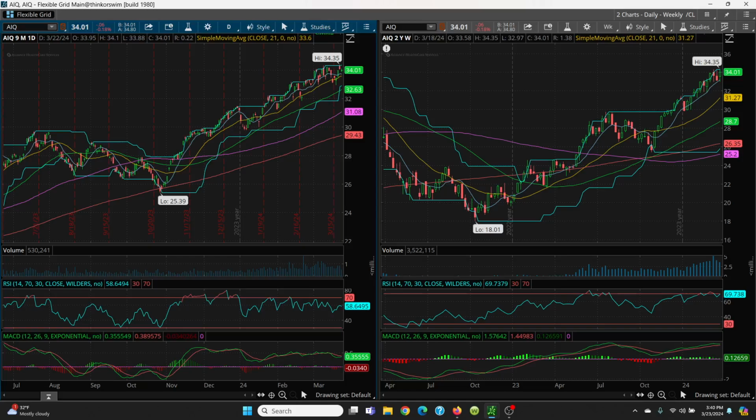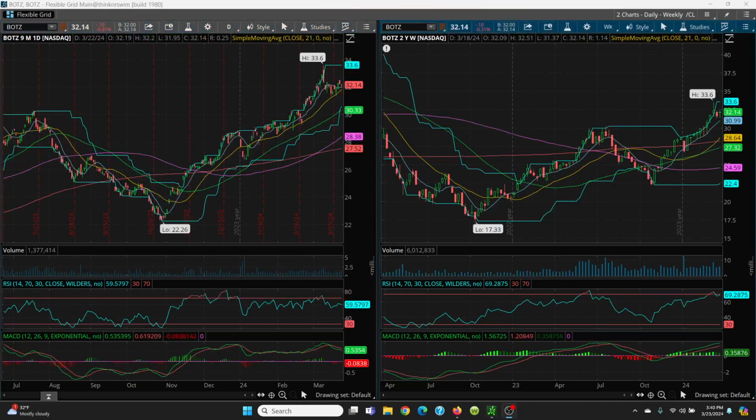Okay, the next one we're going to look at is BOTZ, B-O-T-Z. BOTZ is pretty much the same as the AIQ. They're very, very similar. This one is a little bit better because it has a lot more volume. You can see the volume is almost 1.4 million shares. That's always something you want to get into, because if you're trading a large amount of shares, you want to be able to get in and get out. That's always the main key. A lot of times you can't get out.